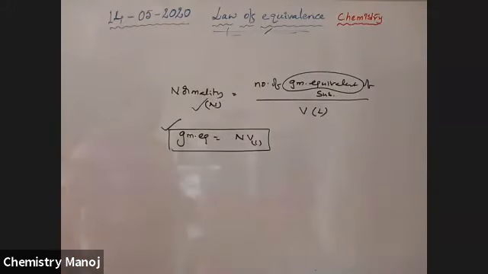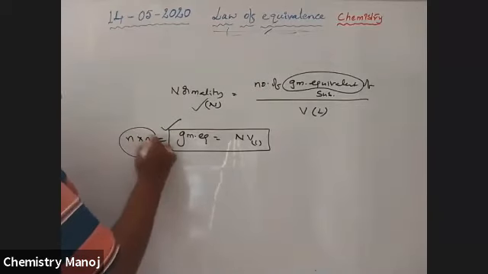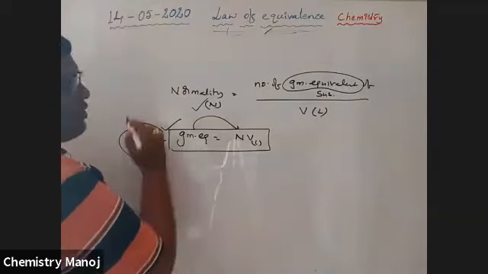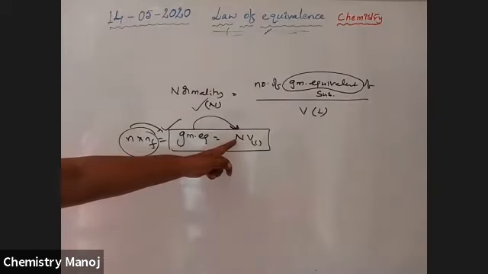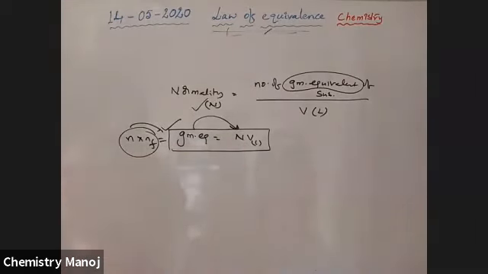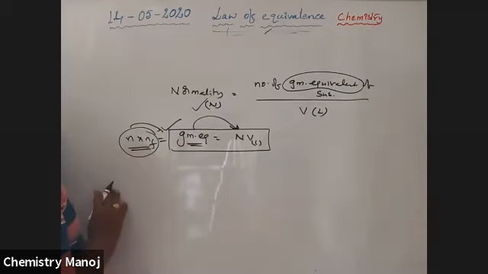So gram equivalent, that is chemical equivalent. Gram equivalence is equal to, in the previous case, n into n factor. The same is also used in terms of normality. N is the normality of the chemical. So volume in liters, N into V liters. Okay, so see here, very, very important. Already I told that gram equivalence is equal to n into n factor.